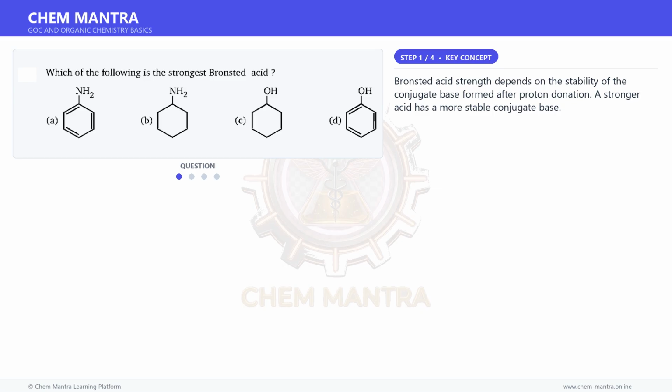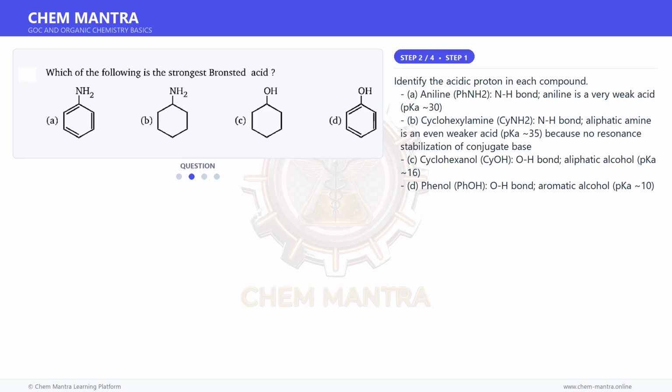Bronsted acid strength depends on the stability of the conjugate base formed after proton donation. A stronger acid has a more stable conjugate base. Moving on to the next step. Identify the acidic proton in each compound.